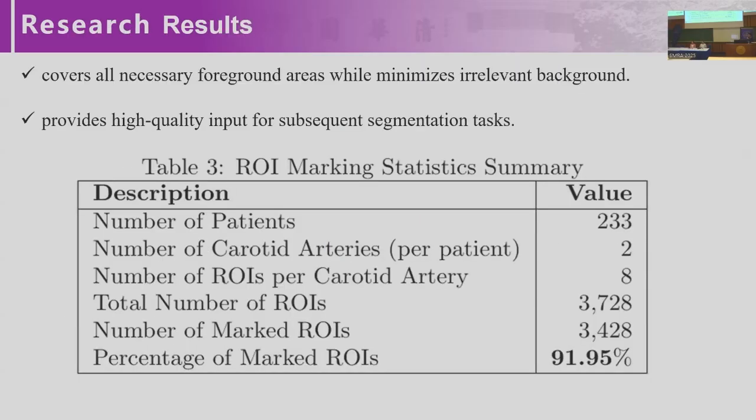As for the results, we tried our method on 233 patients, and we allocated 8 ROIs to each carotid artery. The result is quite impressive. It indicates that our method covers all necessary foreground areas while minimizing irrelevant background and provides high quality input for following tasks such as segmentation, which I mentioned before. Thank you for your attention.